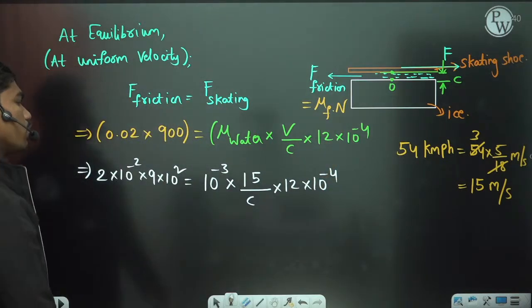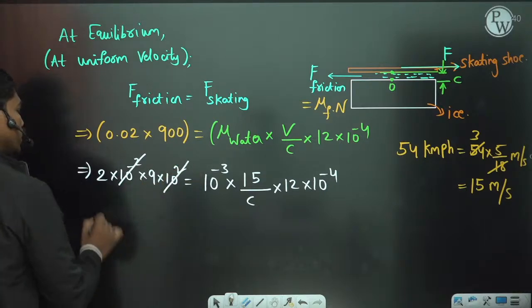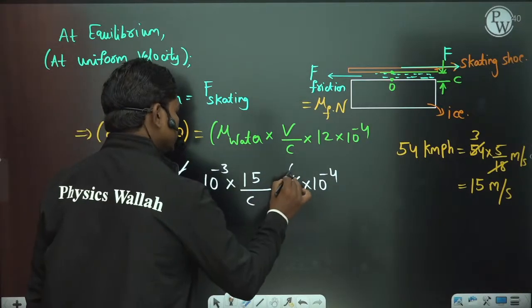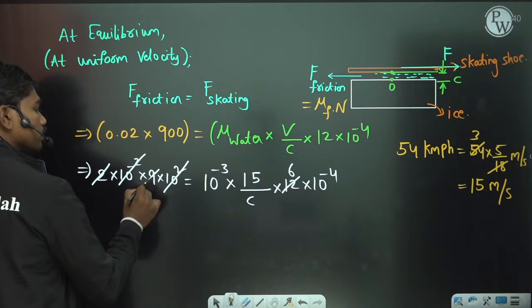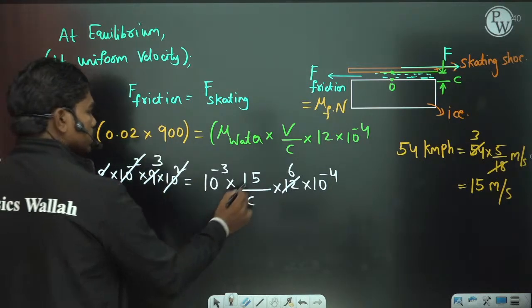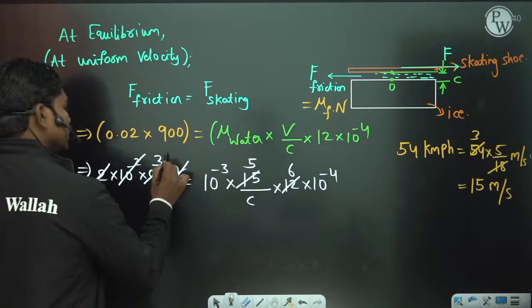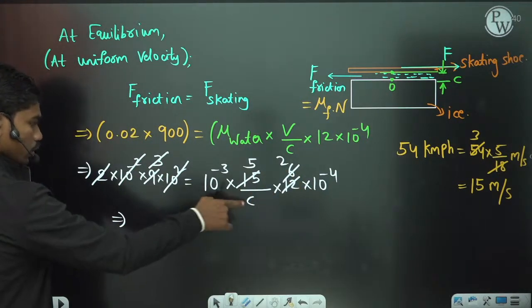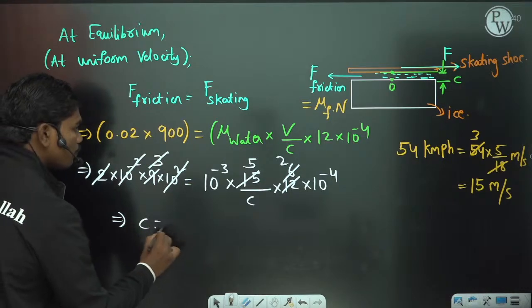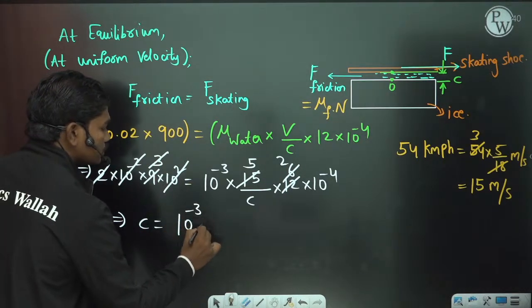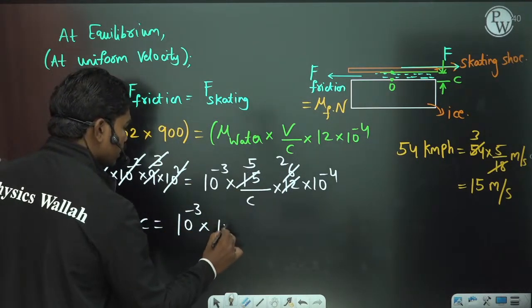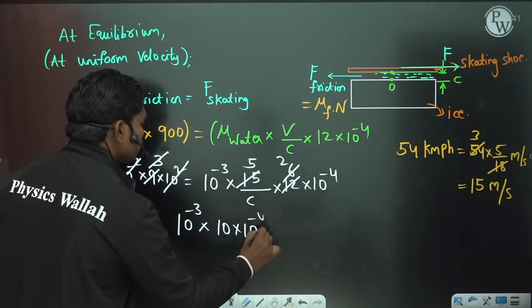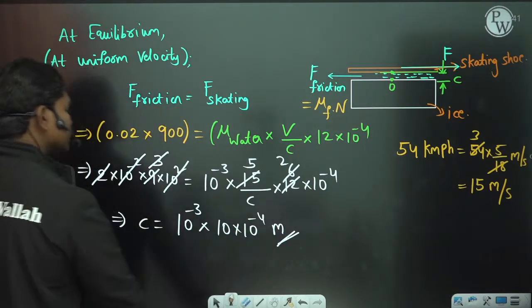So one equation, one unknown, you can simplify. This 2 cancels, 6 times 9, 3 table, this 3 cancels this, and this 3 table 5 times, then this 3 cancels this 2 times. So total you have C only in the denominator, so C is equal to 10 to the power minus 3 into 10 into 10 to the power minus 4 meters actually. So this is in meters.